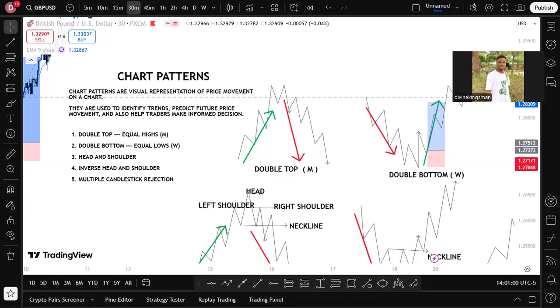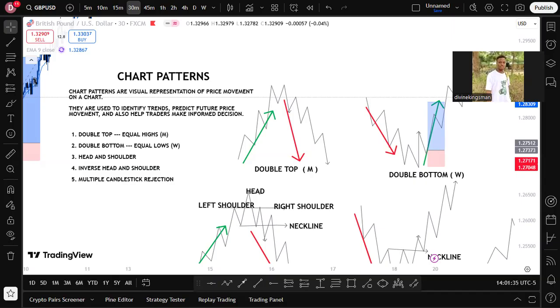I also said that there are different chart patterns, but I only gave five examples. Number one was the double top, which can also be called equal highs, and it looks like an M pattern. We also talked about the double bottom, which is the equal lows, and I said it looks like a W sign. Then we talked about the head and shoulder, the inverse head and shoulder, and the fifth one was the multiple candlestick rejection.